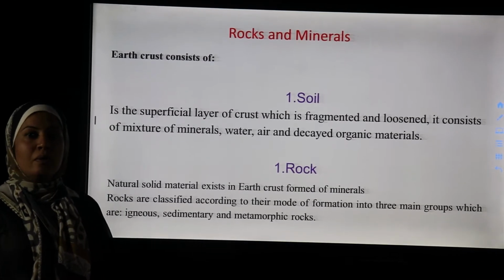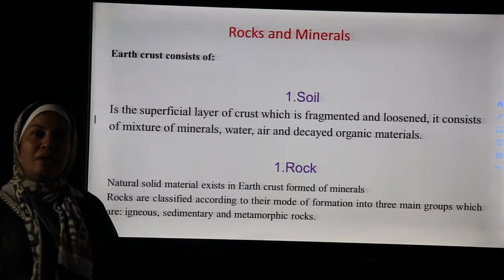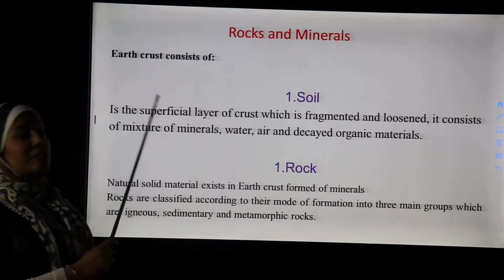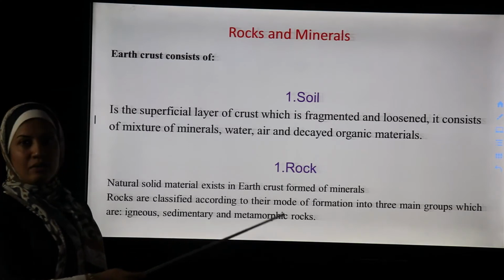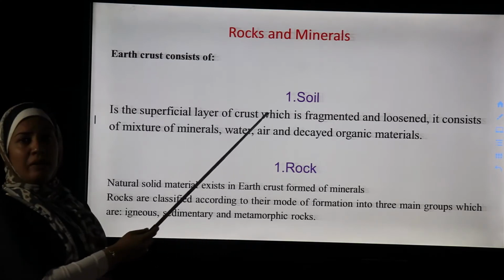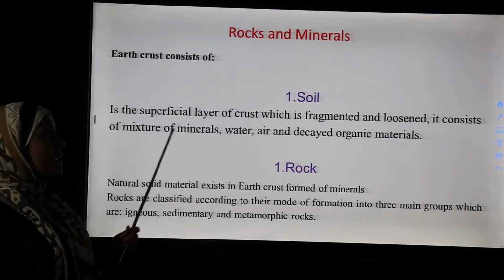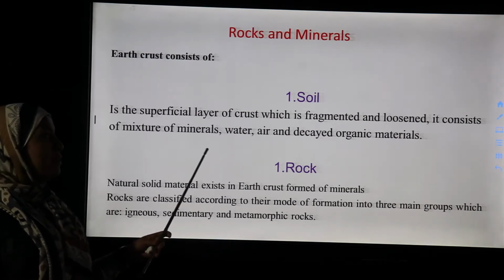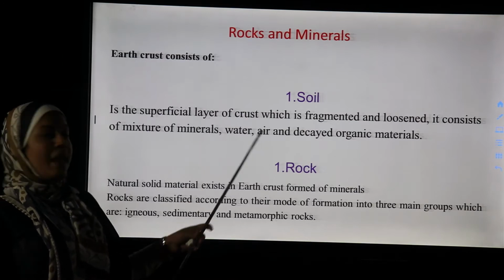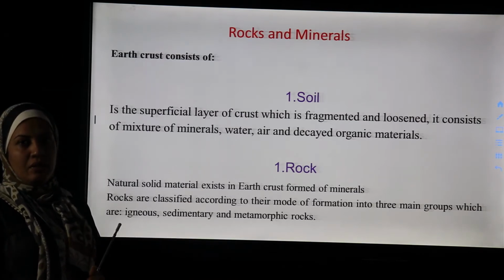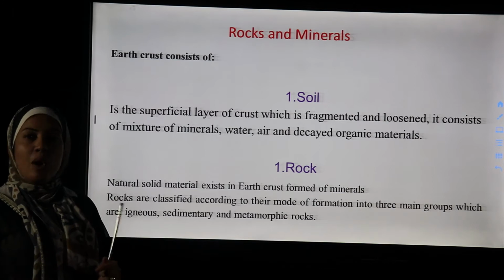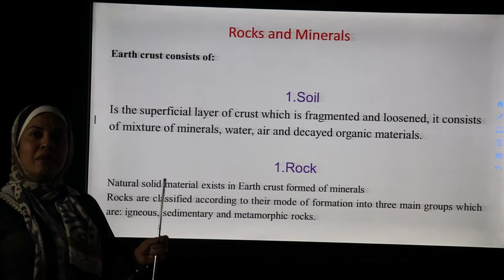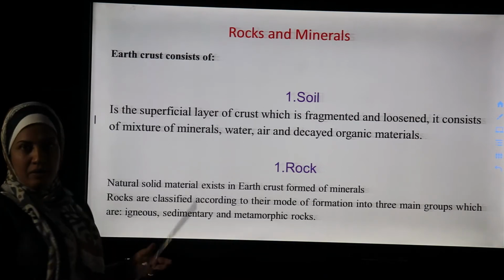Hope you are safe. Today we are going to talk about Unit 3, Lesson 3, Rocks and Minerals. First, the Earth's crust consists of soil and rock. What is the meaning of soil? Soil is the superficial layer of the crust which is fragmented and consists of a mixture of minerals, water, air, and decayed organic materials, where we put the plants and grow the plants, flowers, trees, all of these. This layer is called soil.